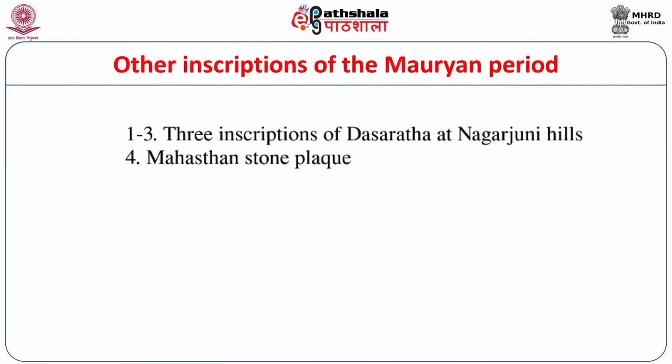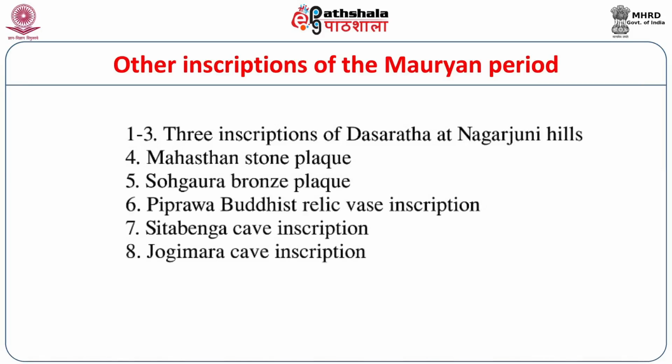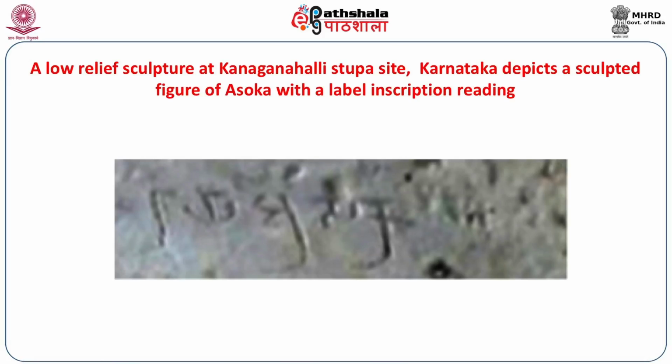Then there is another inscription at Mahasthan, which will be discussed in the miscellaneous category. We have the inscription at Sohgaura, which is a bronze plaque, the Piprahwa Buddhist relic casket, and the Sitabengra and Jogimara cave inscriptions. From Kanaganahalli, a stupa has been excavated, and this is in Karnataka. At the Kanaganahalli stupa, we get an inscription which refers to Raya Ashoka. This shows how Ashoka actually stayed in the memory of the people. Here you can see the portion of the inscription engraved just above the low relief panel at Kanaganahalli, reading in Brahmi characters of the 2nd century AD, reading Raya Ashoka.